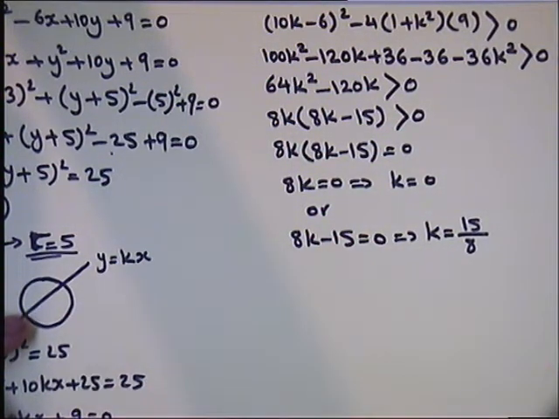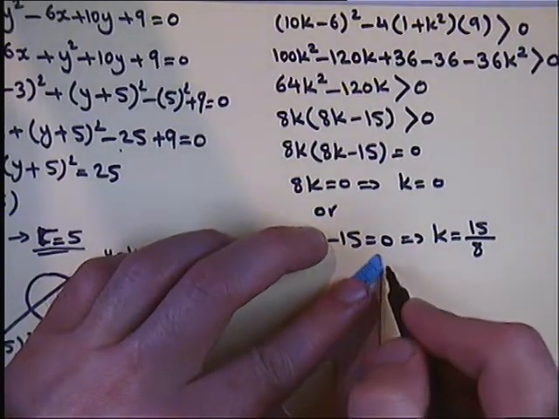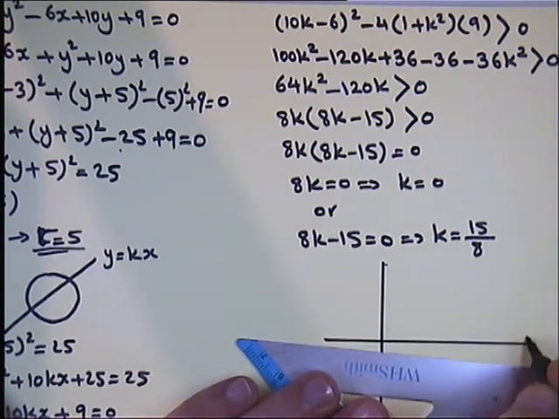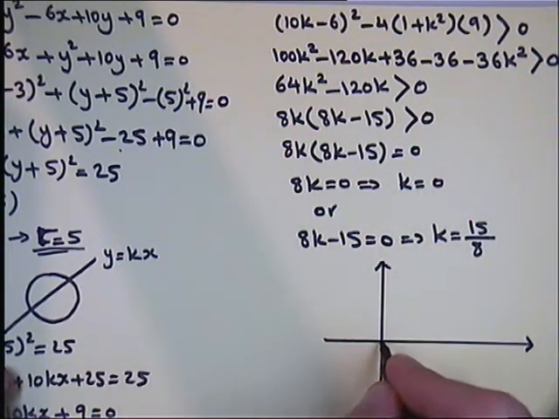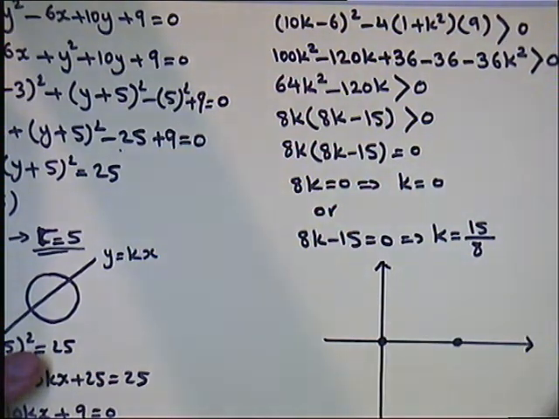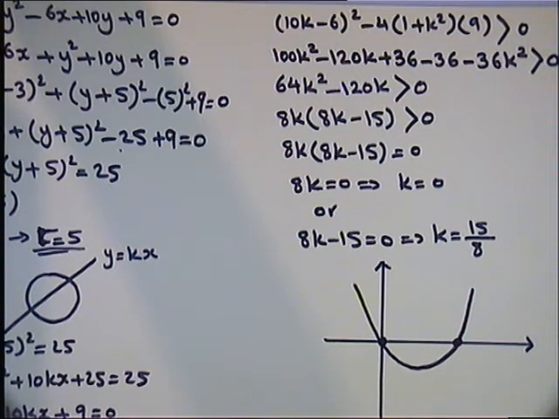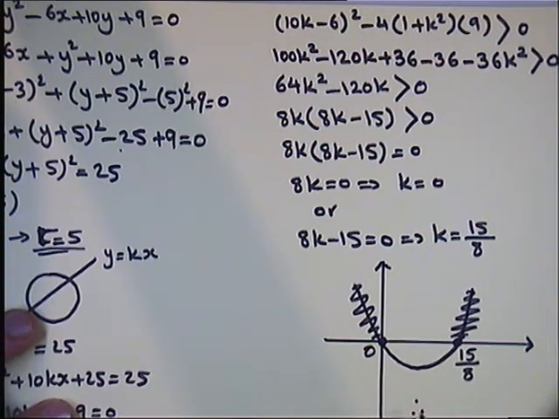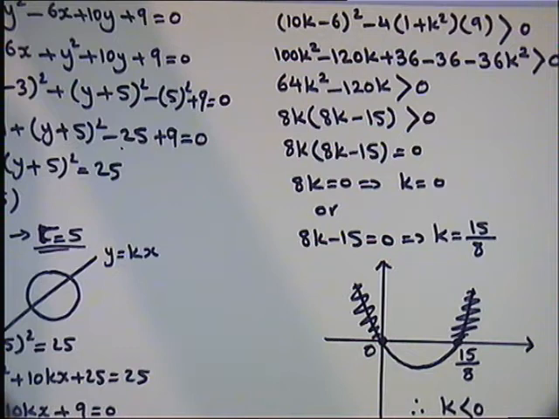Okay, so let's sketch the graph. The roots are 0 and 15 over 8. The graph will be U-shaped because a is greater than 0 here, something like this. And we are looking for all the values which are greater than 0, so it would be all of this. This is 0, this is 15 over 8. Therefore, k is less than 0, or k is greater than 15 over 8.